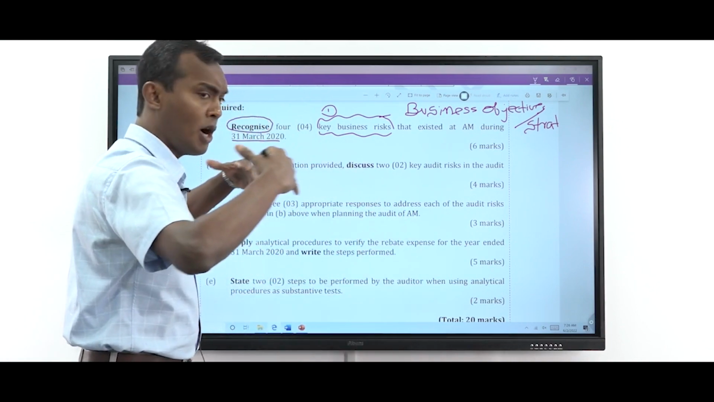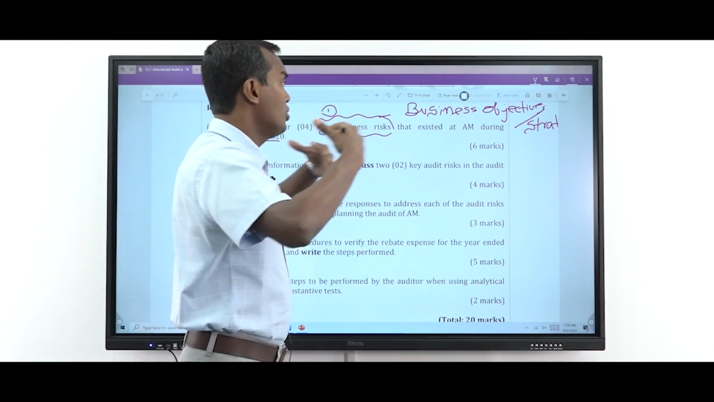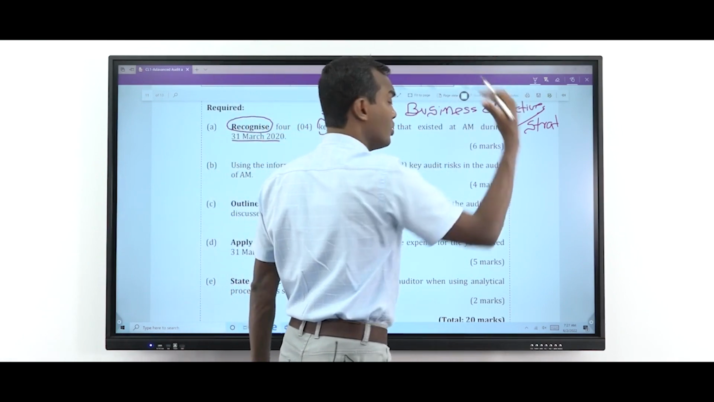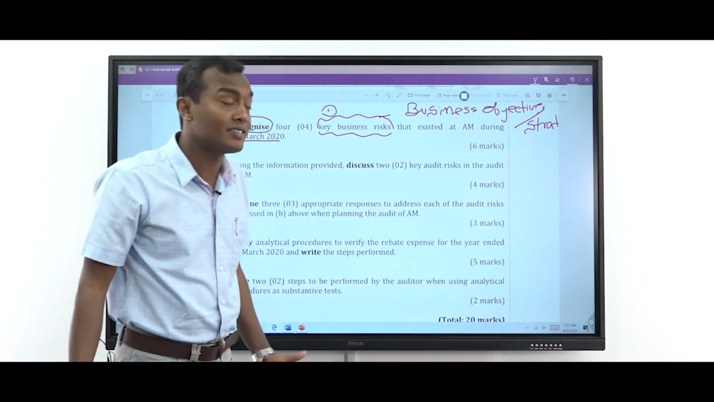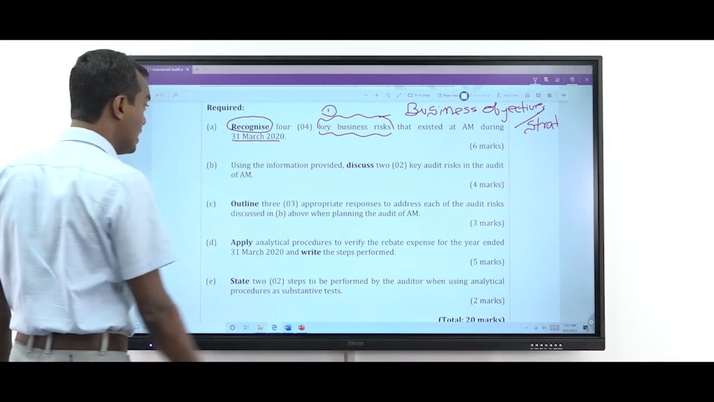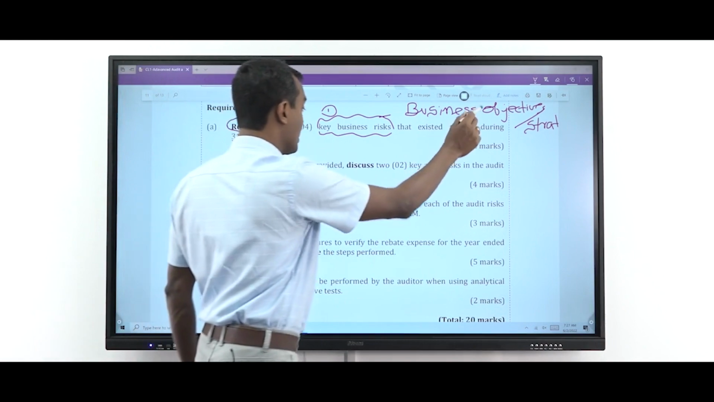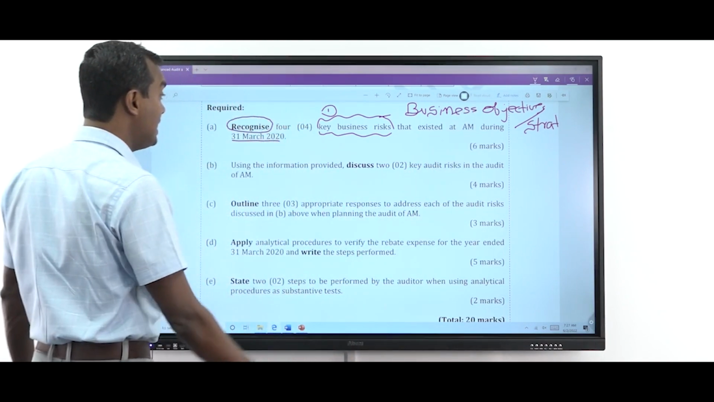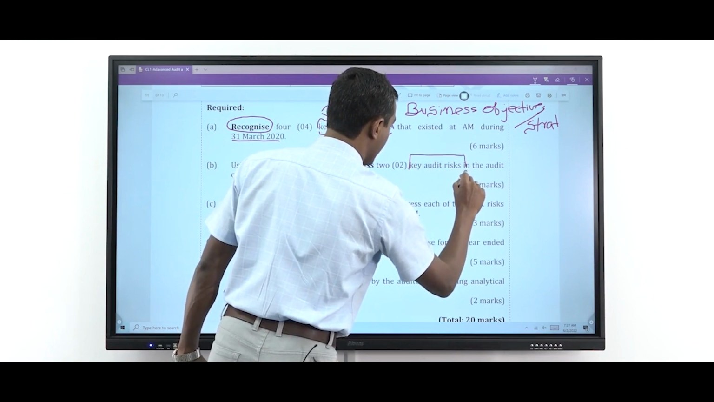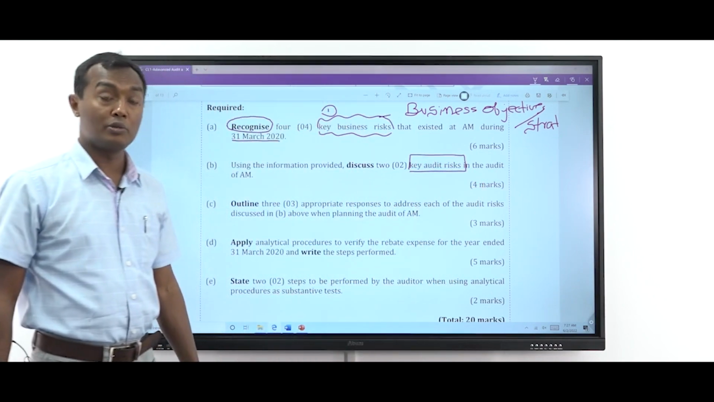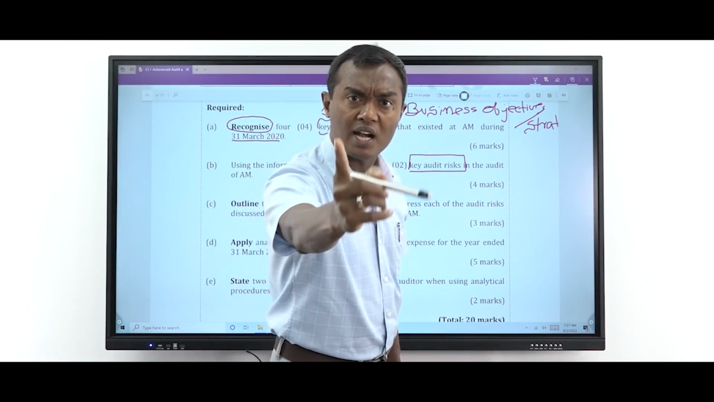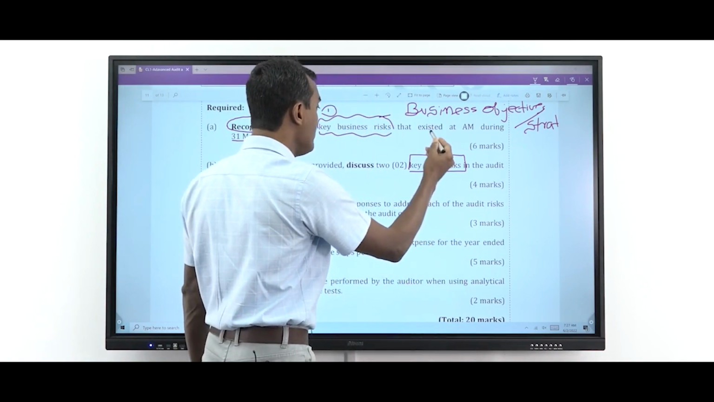Because of COVID, the company cannot continue the production. So therefore, they will not be able to execute their sales targets. That's the business risk. So the next question says, using the information provided, now we get 6 marks for this.